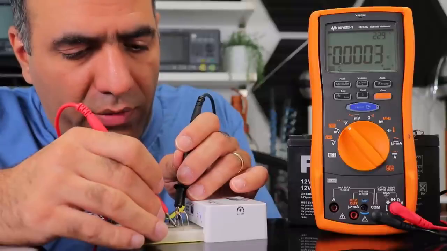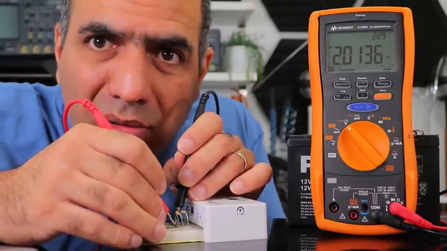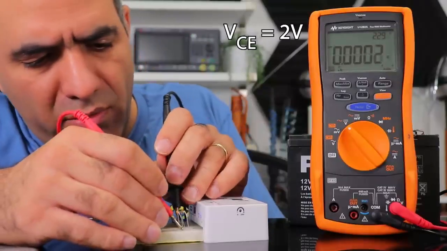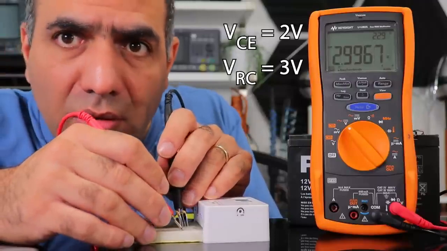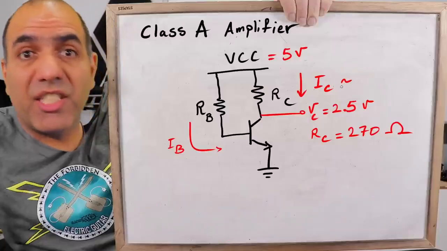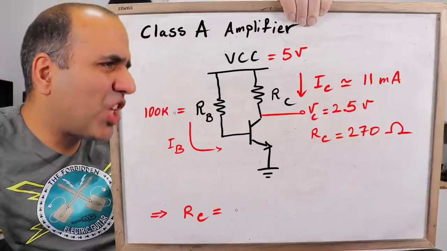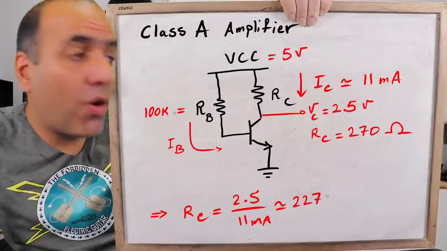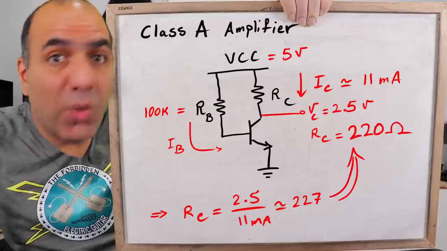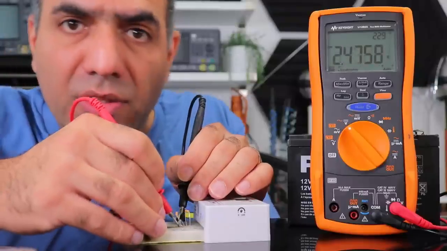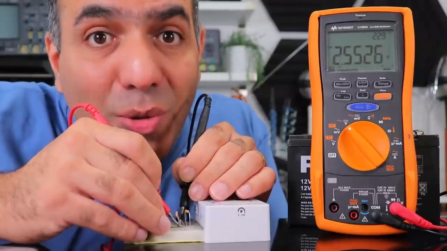Okay, looking at the collector voltage, it's 2 volts or 3 volts across the resistor. So this means my collector current is closer to 11 milliamps. So for 2.5 volts, I should change the resistor to 227 ohms. Well, I have a 220 ohm. With the 220 ohm resistor, I have closer to 2.5 volts.